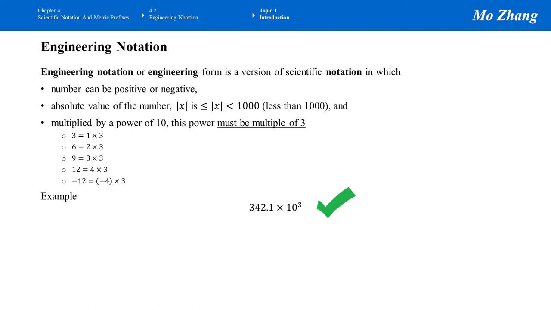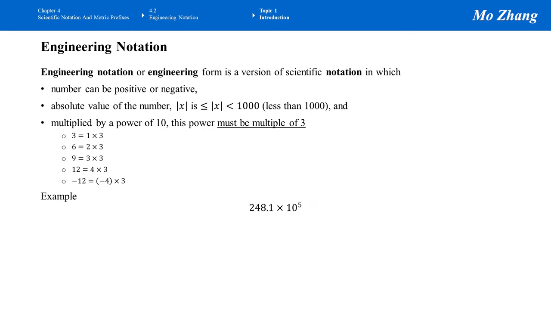How about we try this number. Negative 53.7 multiplied by 10 to the power 6. The absolute value of this number is positive 53.7, and it's in the range. It's greater than or equal to 1 and less than 1,000. For the exponent, it equals 6. 6 is a multiple of 3. So this number is also expressed in engineering notation.